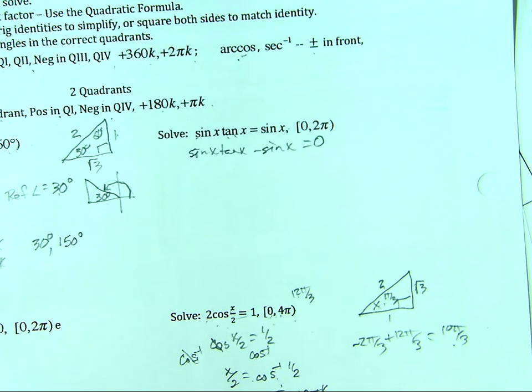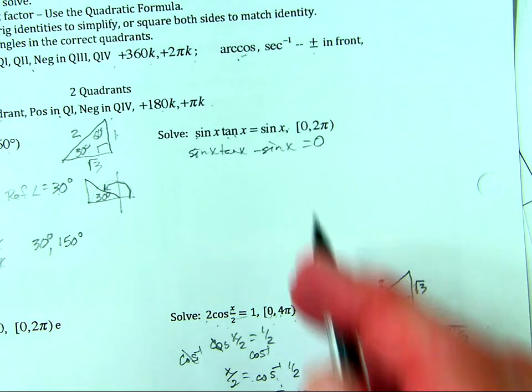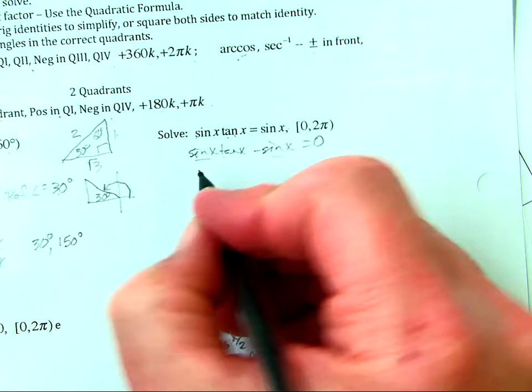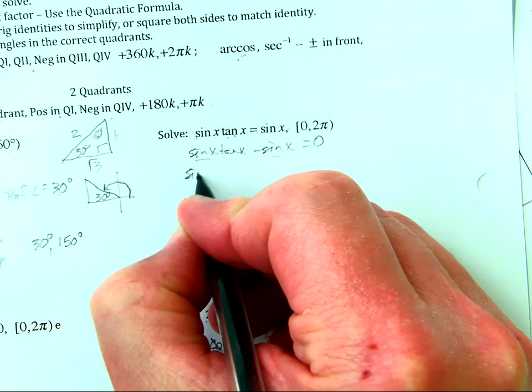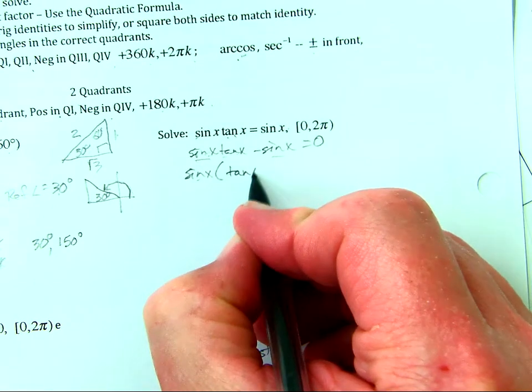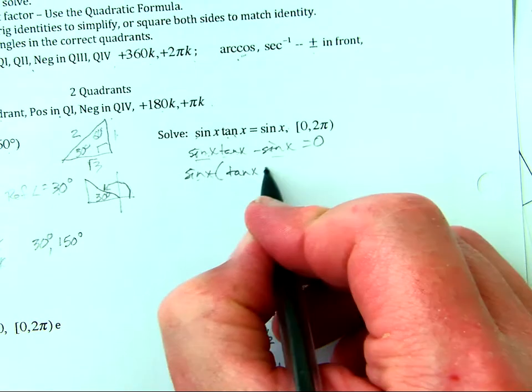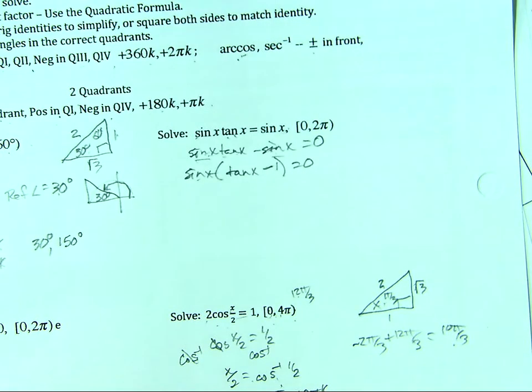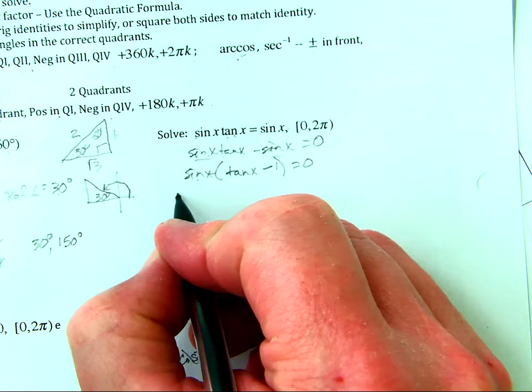Remember, the first thing you look for in a factor is, is there a common factor? Do these have anything in common? Yeah, they each have a sine in them. Let's factor out a sine x. So if I take this one divided by sine, I'm left with tangent. If I divide this one by sine, I just have 1. So it looks like that. We factored it. Now, just like we would in algebra, set each of those equal to 0.